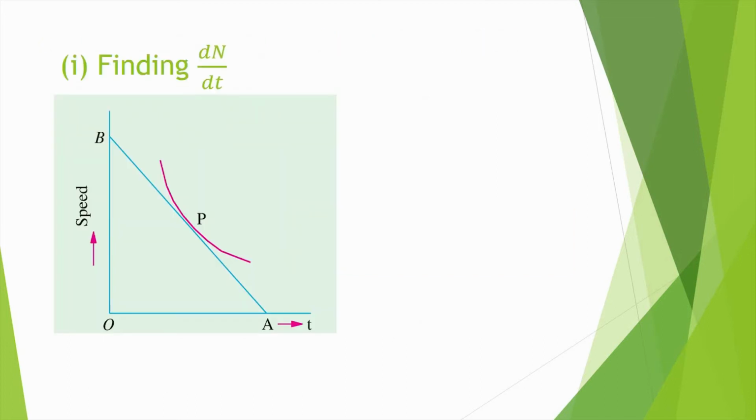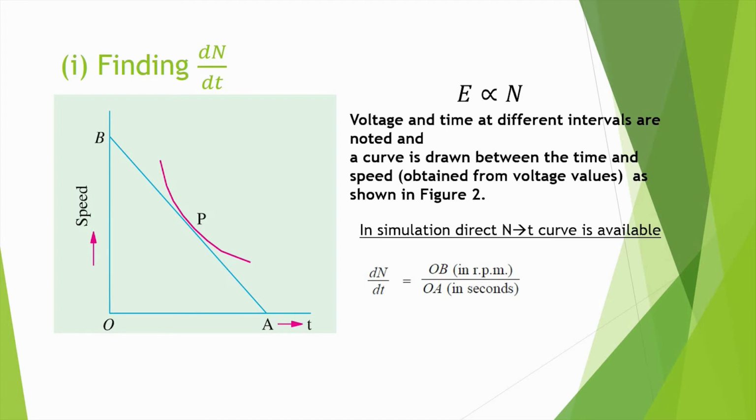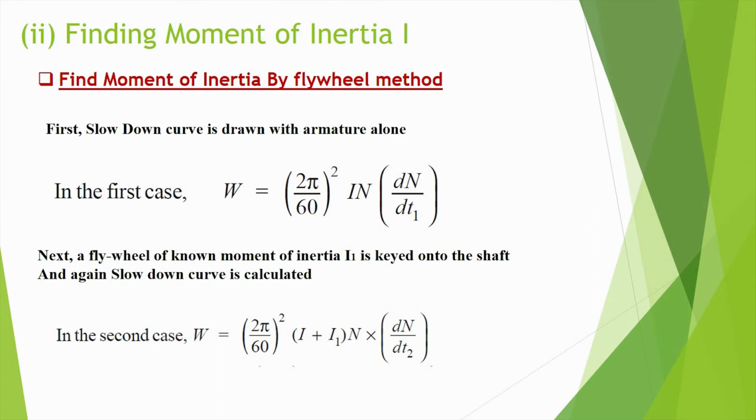First let's find out dN by dt. Basically it is the change of speed with respect to time. So we will note the change in speed with respect to time. Then dN by dt will be given by OB divided by OA, which is the change in speed divided by the change in seconds. Next, let's find out the moment of inertia.